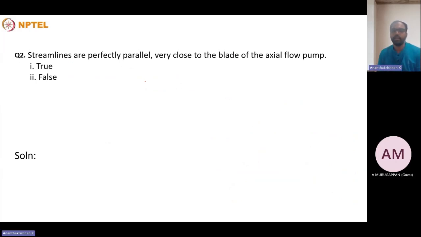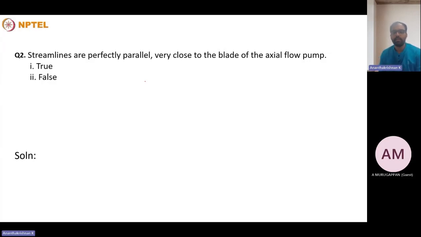So look into the second problem. It's a true or false question. Streamlines are perfectly parallel, very close to the blade of the axial flow pump. Is the statement true or false? It's a continuation from the first question.